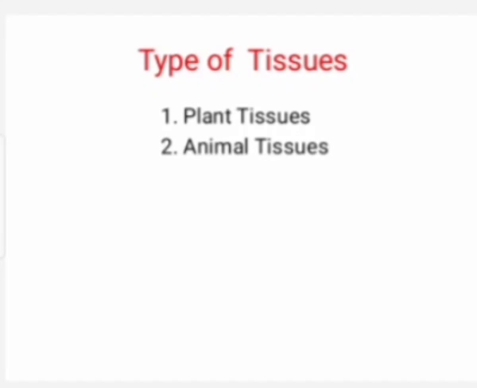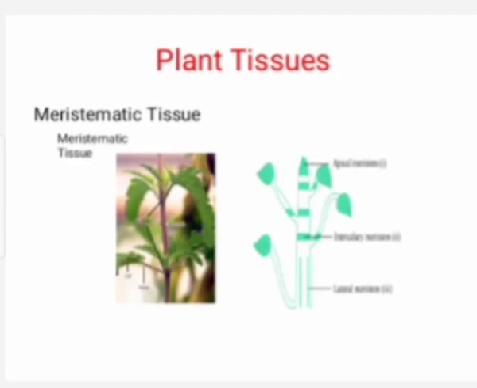There are two types of tissues. They are plant tissues and animal tissues. Plant tissues are classified as meristematic tissue and permanent tissue.